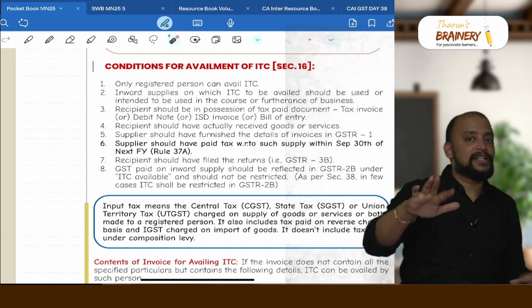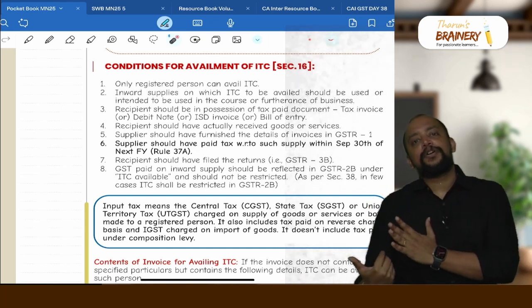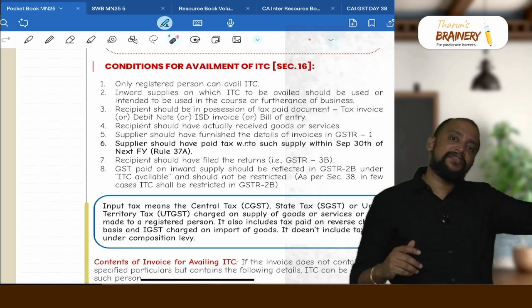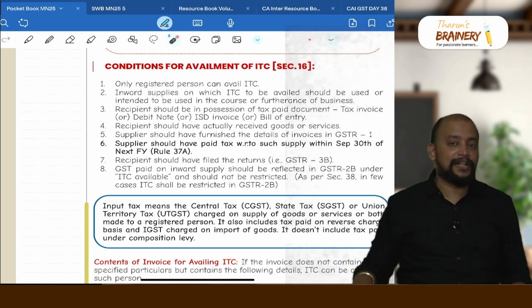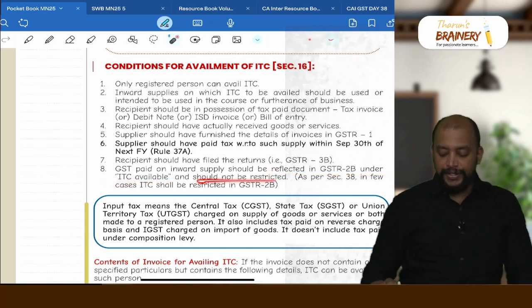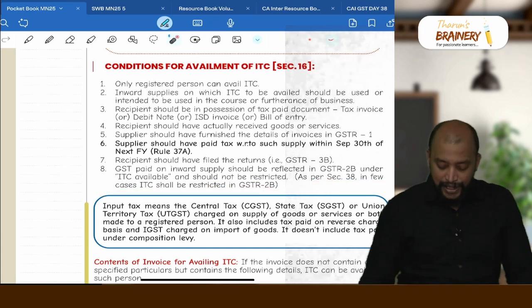You can see in this book itself, section 38. So in those situations, what will happen? The ITC will not come in GSTR 2B under ITC available. Even though the supplier filed GSTR 1, it will come, but it will come under ITC not available, which means we cannot take ITC. That is, GST paid on inward supply should be reflected in 2B under ITC available and should not be restricted. As per section 38, in a few cases, ITC shall be restricted in GSTR 2B.